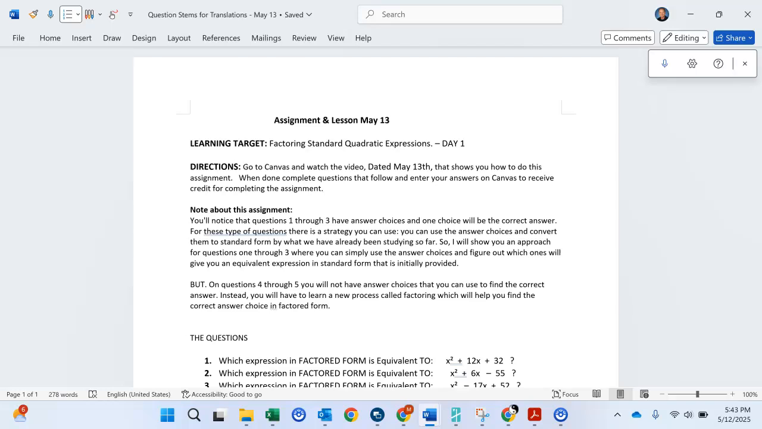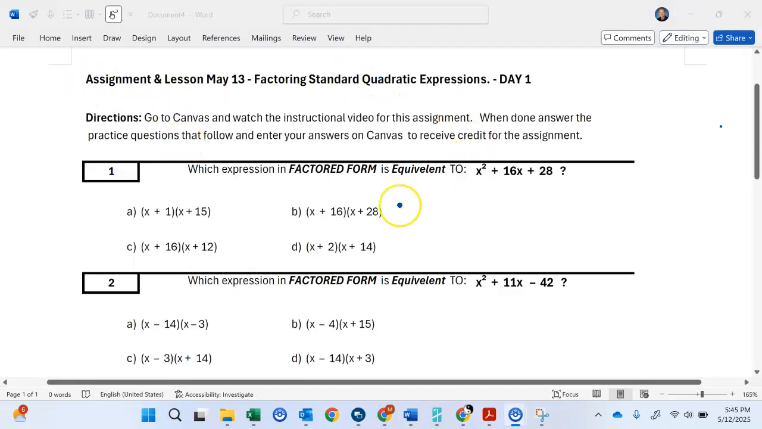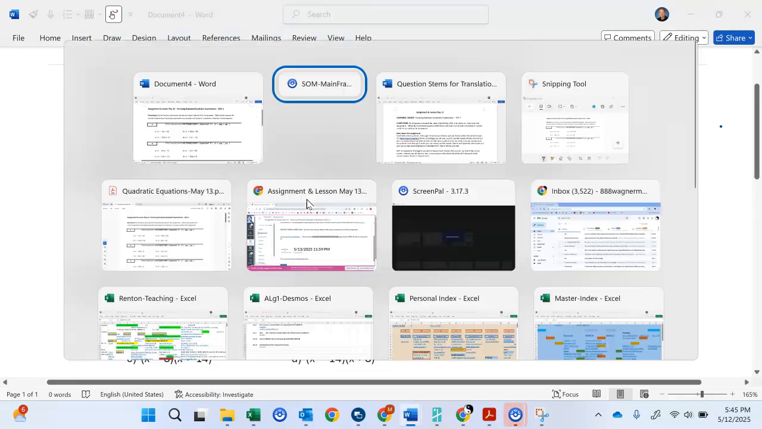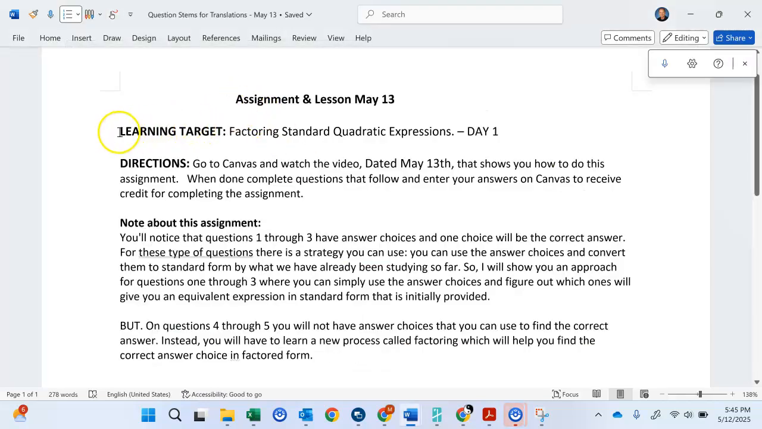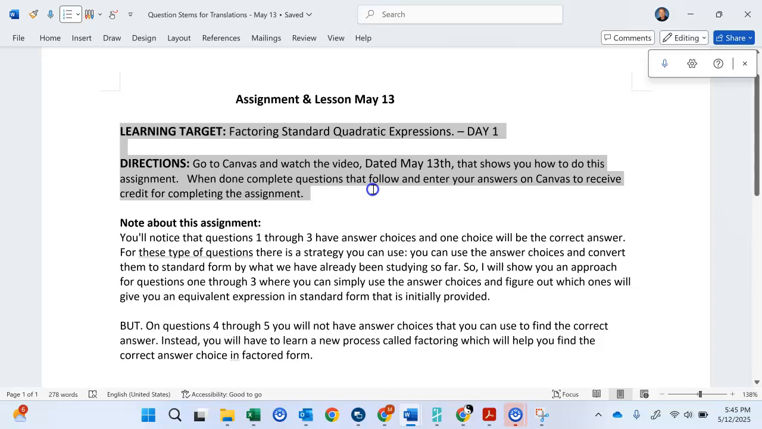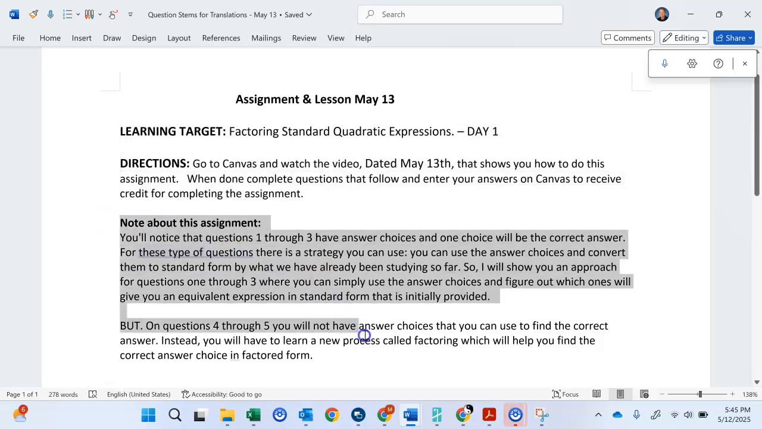So let me look at the assignment. Okay, so this is the assignment that you have here. So please be sure to go through and read through this, okay? And also, after you're done reading through that, please read this about the assignment. Take some time to read this and make sure you understand it in your own language, okay?